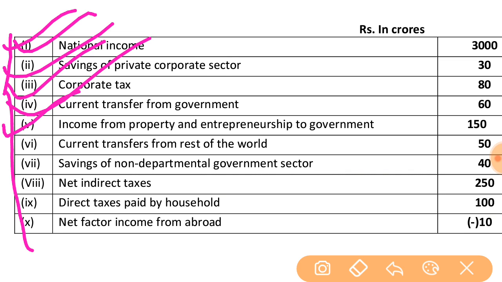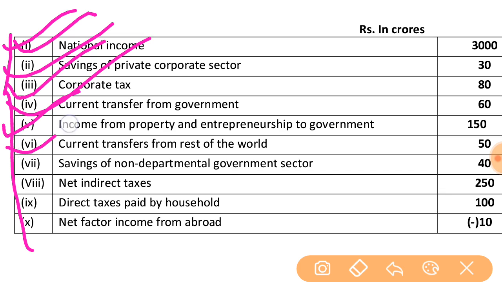Next is given income from property and entrepreneurship to government. So what is it? Income from property and entrepreneurship to government means it is the difference between income from property and entrepreneurship in the form of rent, interest, dividend, received by the residents of the country, and similar payments made to the non-residents. So this is known as the income from property and entrepreneurship to government.